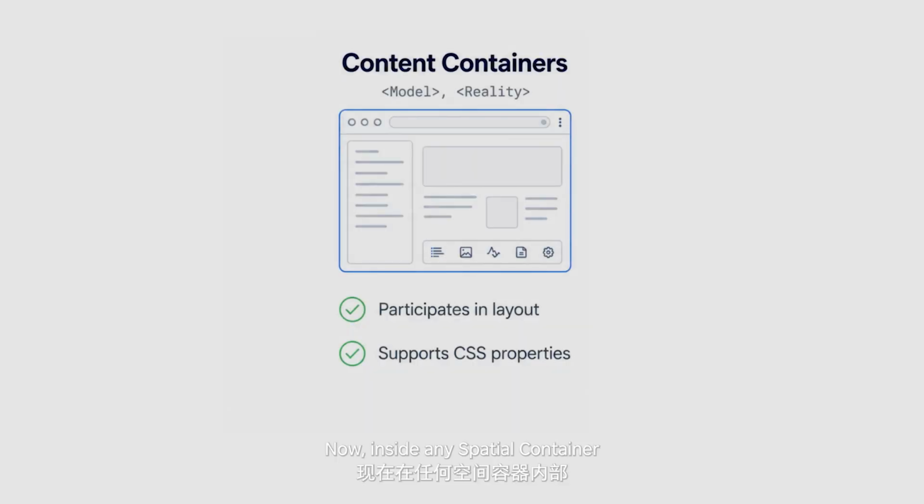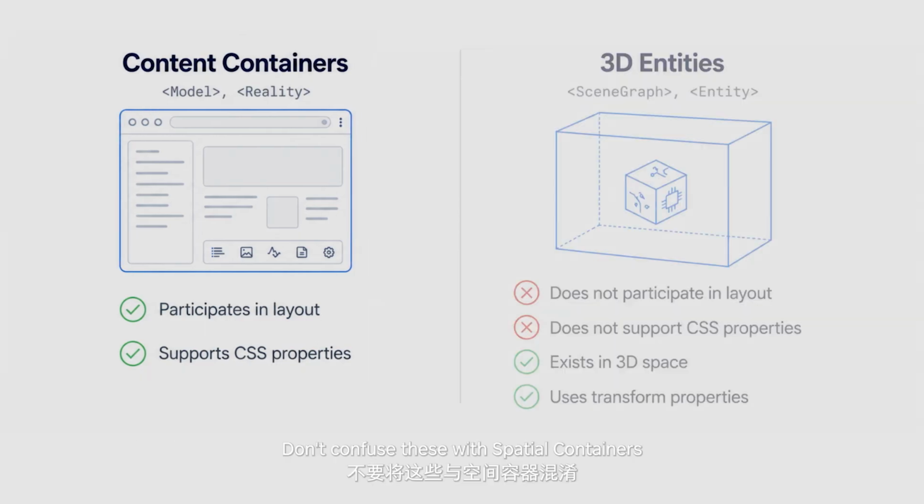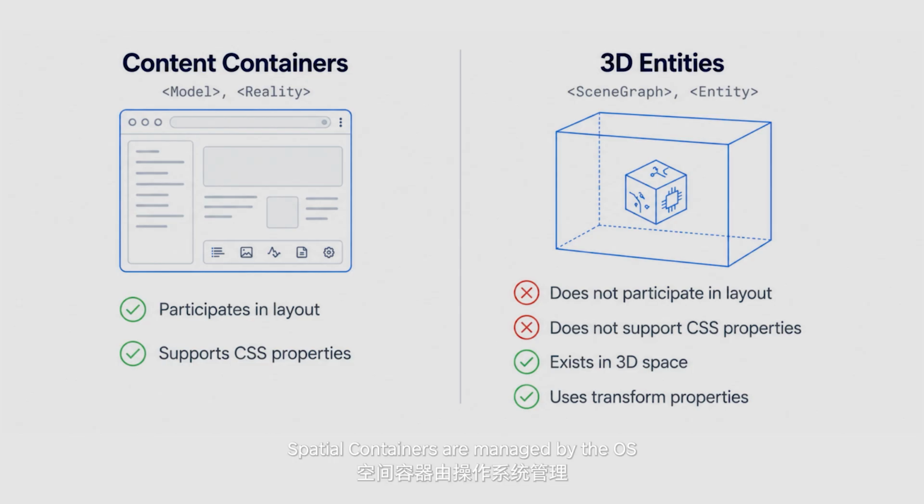Now, inside any spatial container, you embed 3D content using 3D content container elements. These are HTML elements like model and reality that live in your page and participate in the CSS layout, just like an image or canvas. Don't confuse this with spatial containers. Spatial containers are managed by the OS, while content container elements are part of your code.